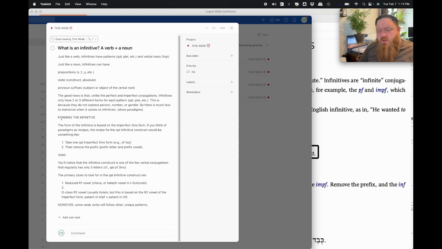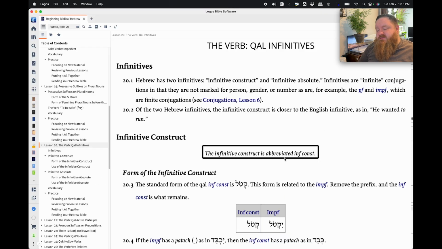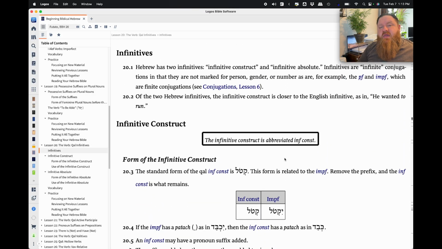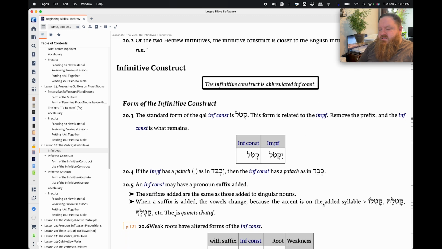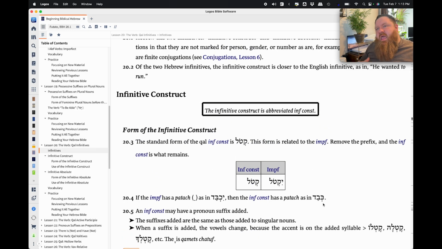All right. Forming the infinitive. This is the good news, okay? If you were to think of building verbs in Hebrew like making a recipe, this would basically be your recipe, okay? So how to make a kal infinitive construct verb in Hebrew. Step 1. Take a kal imperfect 3ms version of that verb. All right, so for katal, here we've got yiktol.